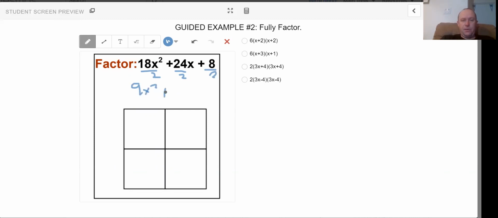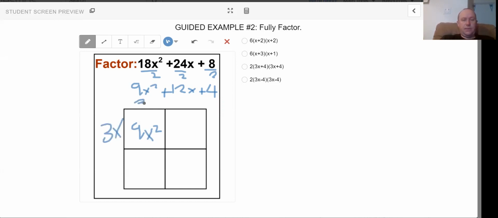24 divided by 2 is 12, and 8 divided by 2 is 4. Now, I could just use that method from last lesson, like I did before, but I'm noticing quickly that to get my 9x squared, I can just do 3x times 3x. So I want to try that first.